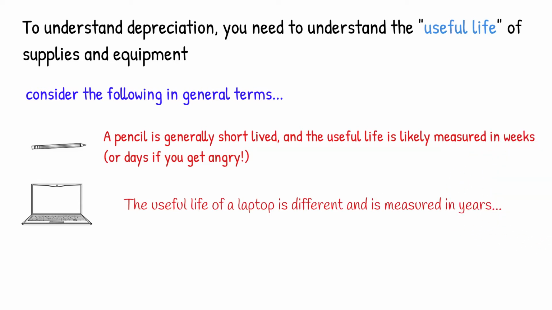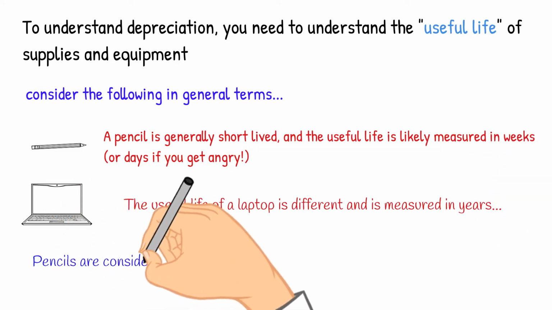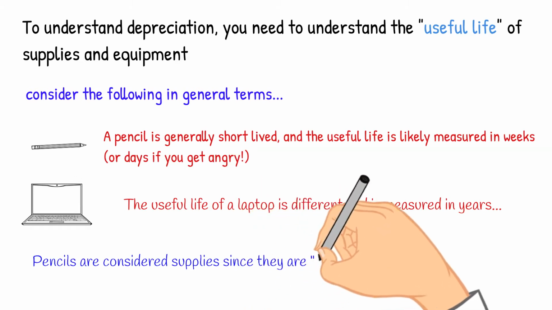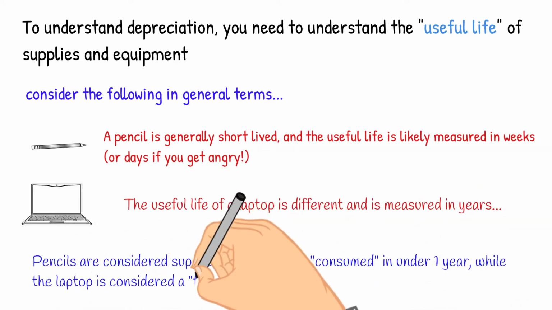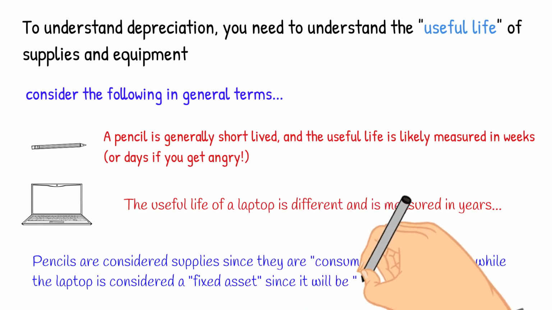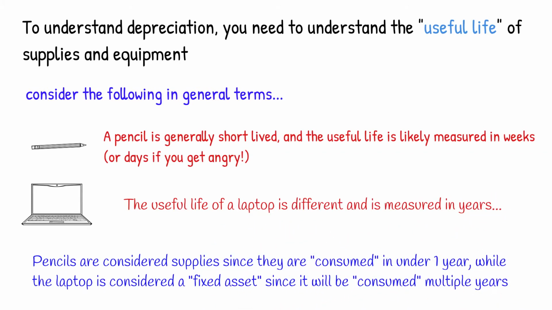Pencils and other short-lived items are considered supplies since they last less than a year. A laptop is usually considered an asset with a useful life of more than a year and is consumed or used over multiple years.